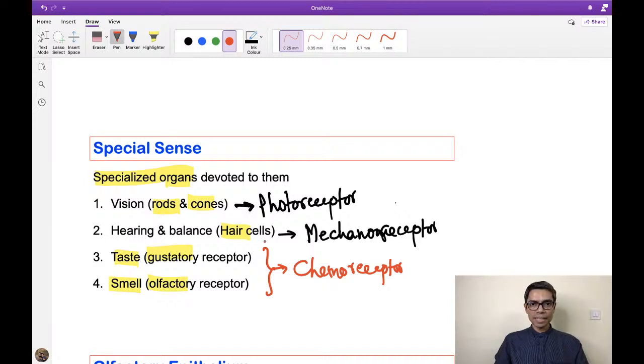Whenever we see the details of the mechanism of the receptor, you will find that these receptors are stimulated by chemical signals. That's why they are under the heading of chemoreceptors. But don't confuse this chemoreceptor with the chemoreceptors at the level of the carotid body and aortic body, because they are for a different purpose, and this chemoreceptor for sensation is a kind of sensory chemoreceptor, right? So first we are starting from olfaction, that is the sense of smell.